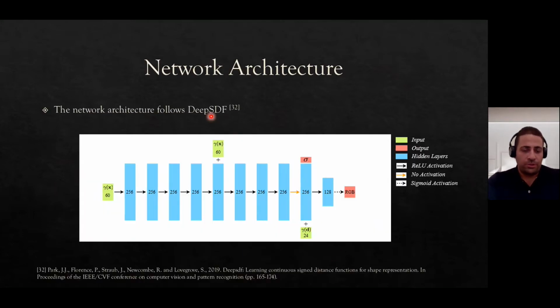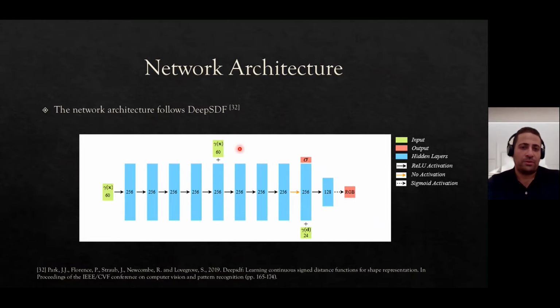The network architecture also follows another paper, Deep SDF, which we explained in the related work, signed distance functions, if you remember. Now, this is the network architecture. Here we have the input gamma, which is the positional encoding applied to X, the coordinate vector. It passes through 5 hidden layers.